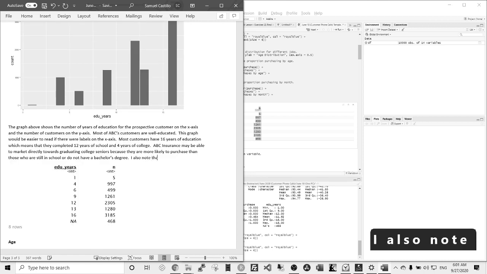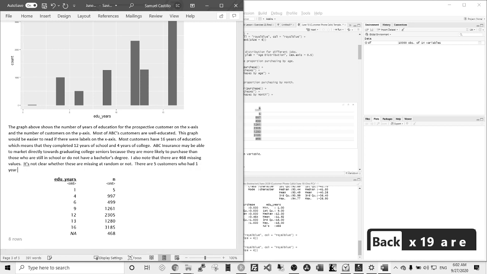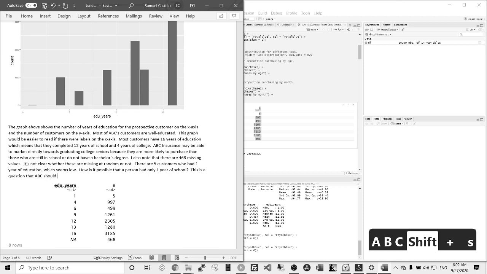So I also note that there are 468 missing values. It's not clear whether these are missing at random or not. There are 5 customers who had 1 year of education, which seems low. How is it possible that a person had only 1 year of school? This is a question that ABC should follow up with.